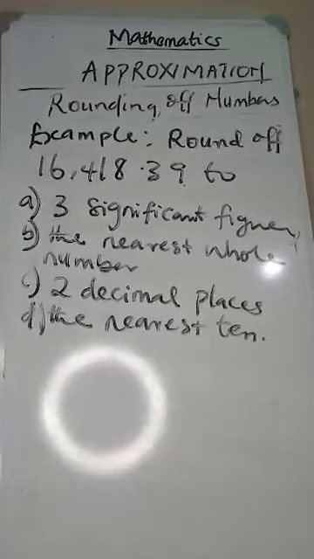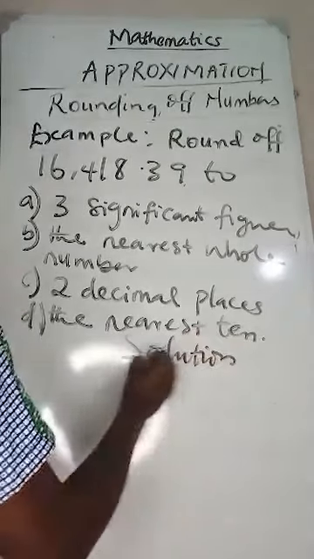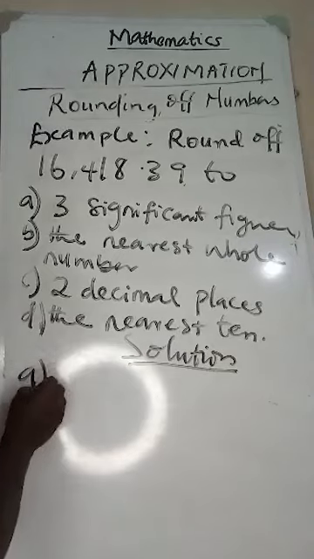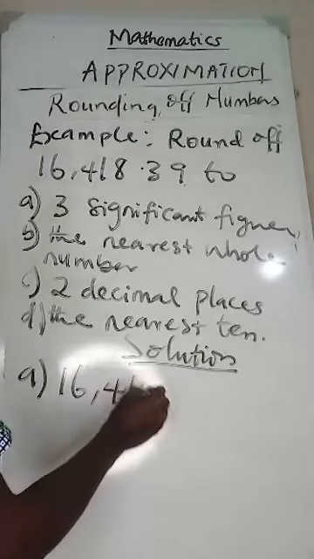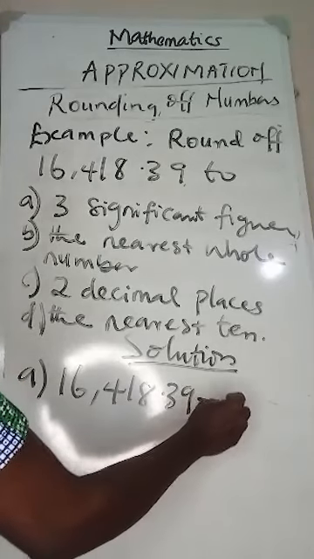Now, our example: round off 16,418.39 to A, three significant figures, B, the nearest whole number, C, two decimal places, and D, the nearest tenth. Our solution, A: 16,418.39 to three significant figures.